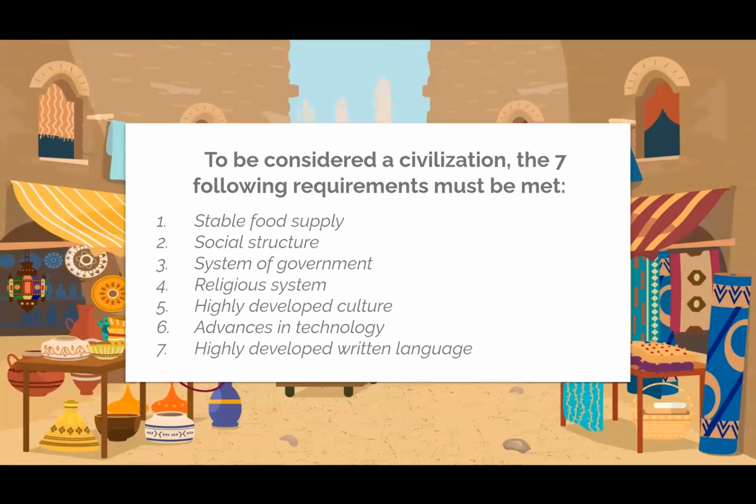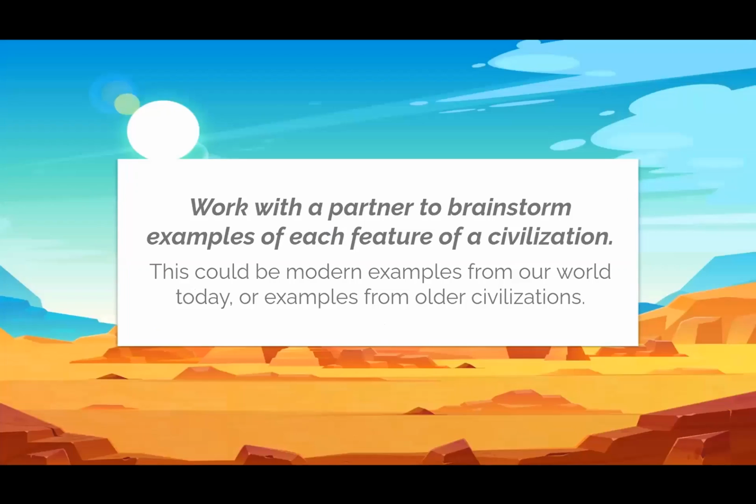So to be considered a civilization, the 7 following requirements must be met. The civilization needs to have a stable food supply, social structure, a system of government, a religious system, highly developed culture, advances in technology, and highly developed written language. So what does that all mean? So in the class, we're going to work with a partner to brainstorm examples of each feature of a civilization. This could be modern examples from our world today or examples from older civilizations.